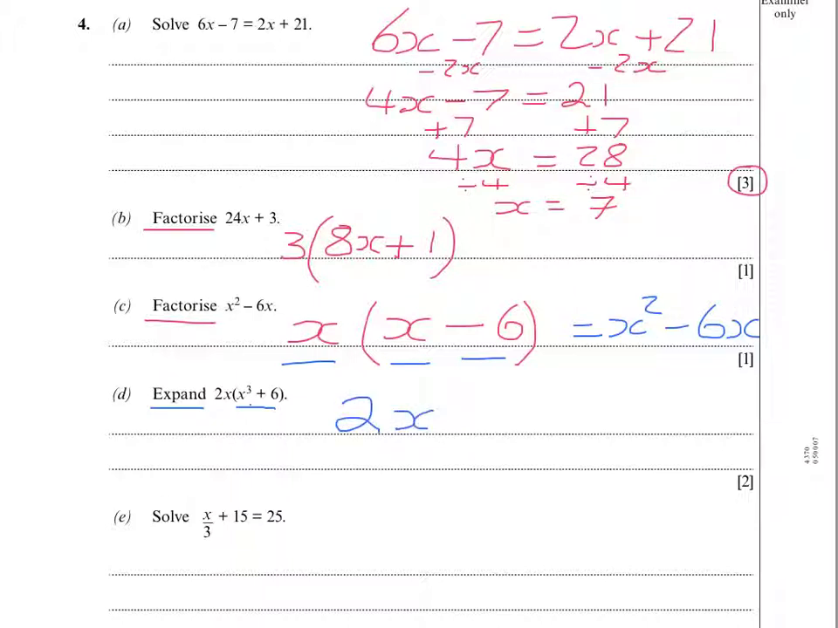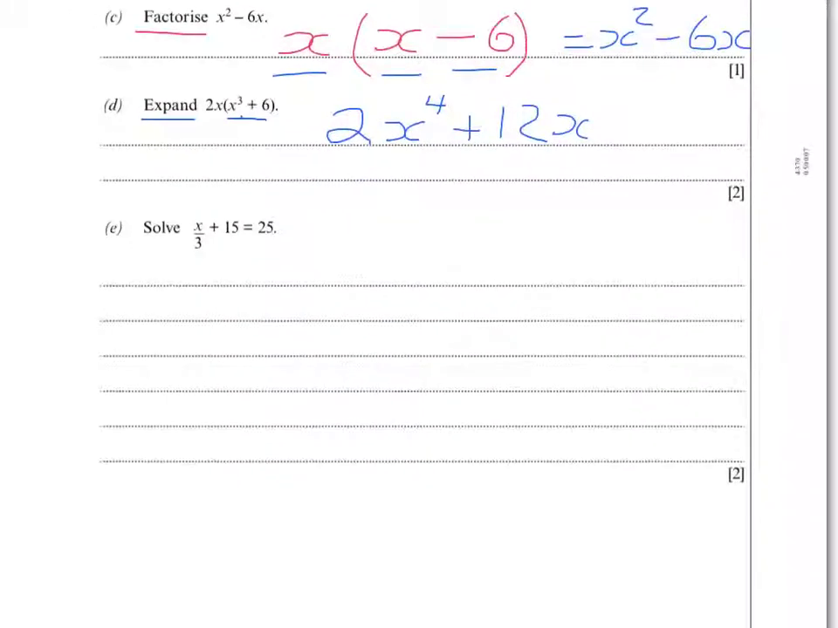x times x cubed. When we multiply our powers of the same letter, so x times x cubed, that means we just add the powers. So that will give us x to the 4. Then 2x times the 6, so 2 times 6 we know is 12, and we put the x on at the end. So 2x to the power 4 plus 12x.